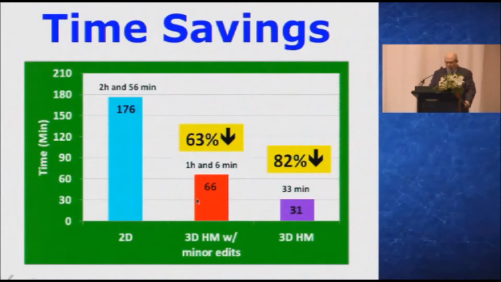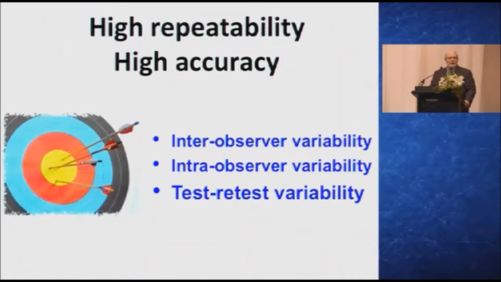And I think it's probably fair to say that you would use the 3D heart model with minor edits. So you are decreasing the amount of time it takes you to get these volumes by about 63%. I hope that many of you get the opportunity to test this model. It has very good inter and intra-observer variability and also very good retest variability.